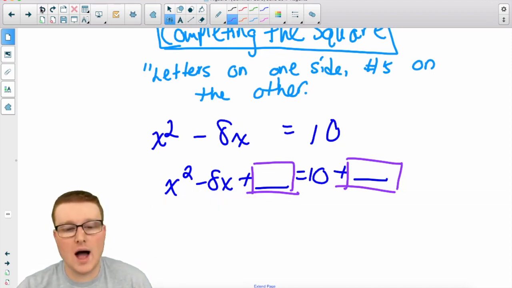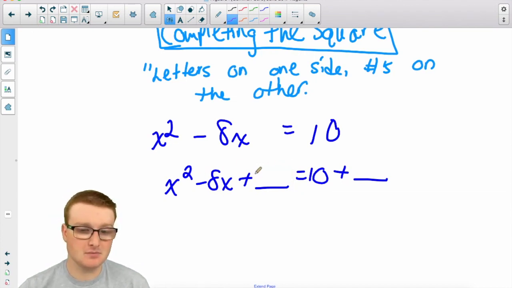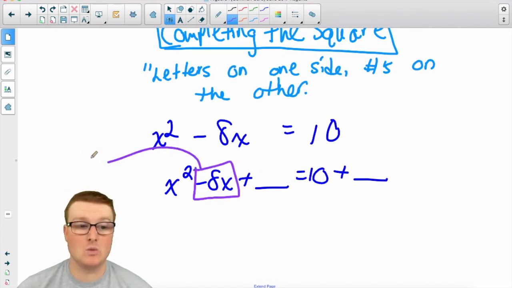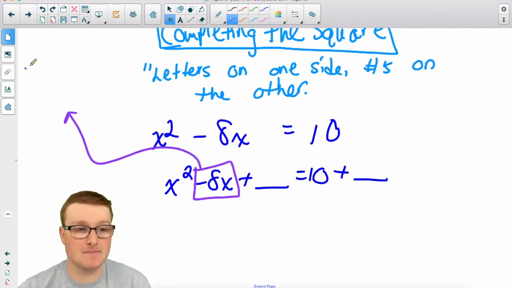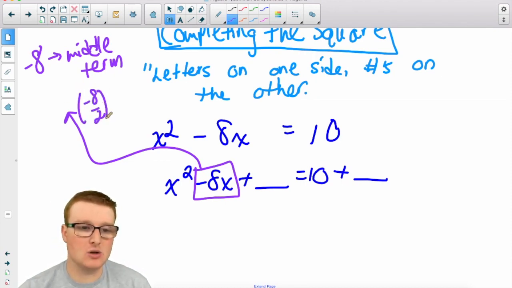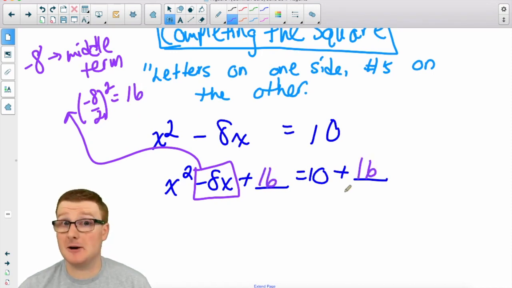So in order to acquire a perfect square trinomial using the completing the square method, to get what's in the box, you need to take the middle term, which is negative 8. That's your middle term. And you need to take half the middle term and square it. So you have negative 8 divided by 2 and square it. Negative 8 divided by 2 is negative 4. Negative 4 squared is 16. So you put a 16 here and a 16 here.